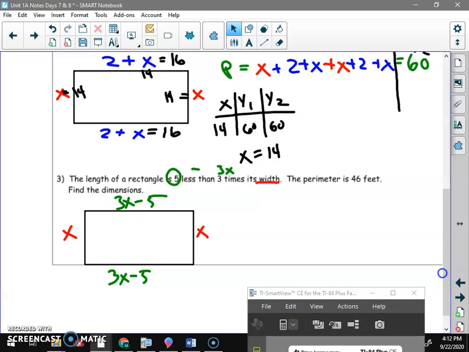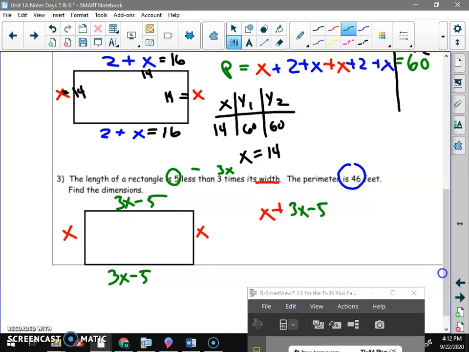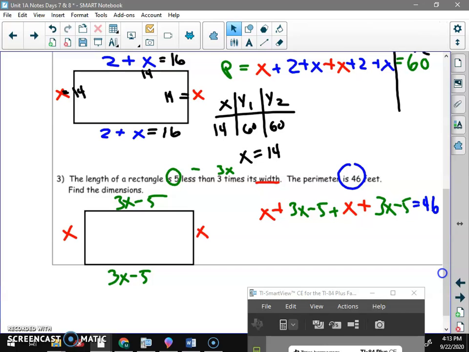Now over here it says the perimeter is 46. So I'm going to say x plus 3x minus 5 plus x plus 3x minus 5. And what is the perimeter? Equals 46. I've got my equation. That's the hardest part by far. Sketch, perimeter, add up all the sides is 46.